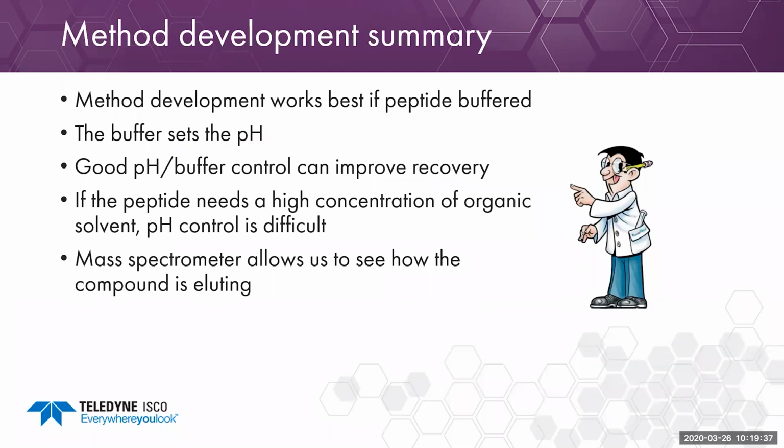However, if the peptide needs a very high concentration of organic solvent, pH control becomes difficult for a couple of reasons. One, you have less buffer in the solvent system to begin with, and two, compounds simply aren't ionized in the same way. So your peptide tends to act more and more as a unionized compound. In this case, the mass spectrometer allowed me to see how the compound was eluting.